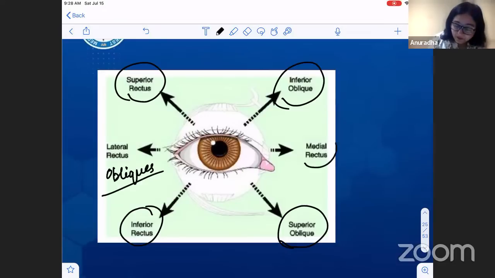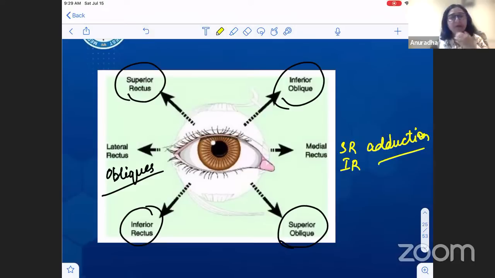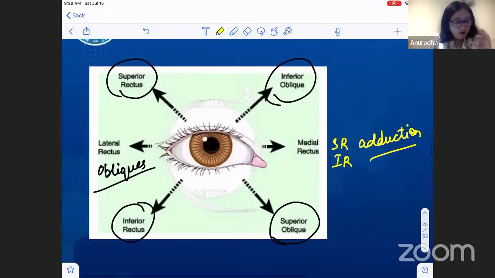And for medial rectus, the synergist muscles will be superior rectus and inferior rectus for adduction, because they are adductors. So if you remember the primary action and secondary action, you have to see which motion they are talking about, and then pick your synergist or agonist muscle. And the muscle which is causing the opposite action will be the antagonist. Medial rectus is the antagonist of lateral rectus. Okay?